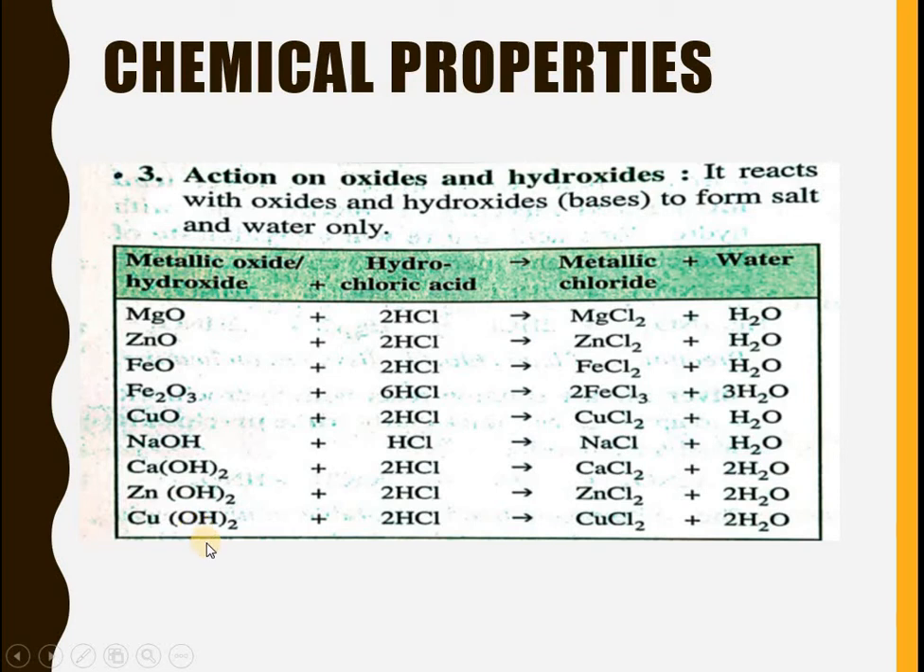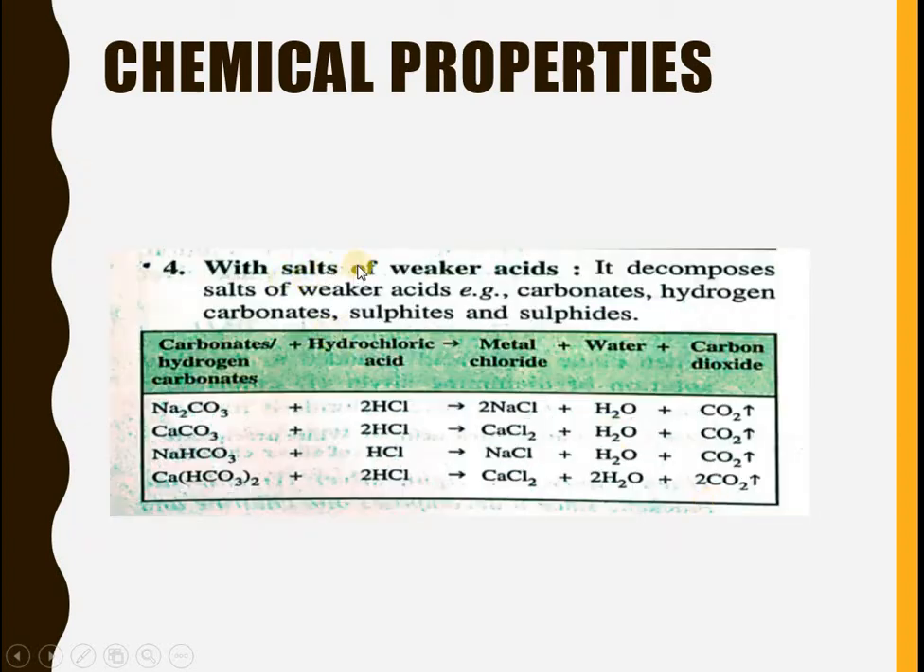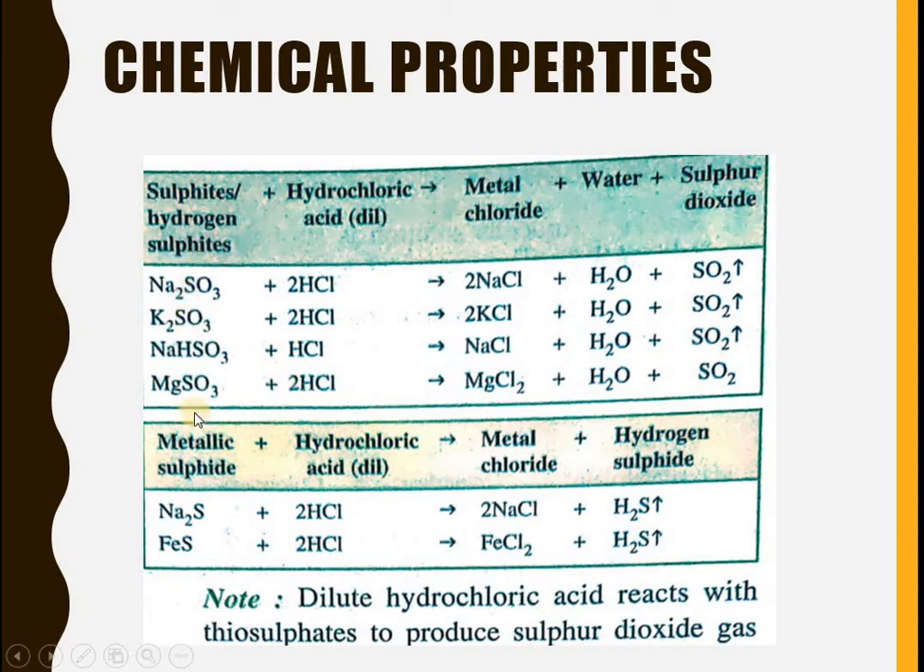With oxides and hydroxides, again this gives off metallic chloride as well as water. With salts of weaker acids, these are the salts of weaker acid. What is the acid over here? Here the acid is carbonic acid, here also carbonic acid. So base plus acid gives the salt. So these are the salts of weaker acid. It decomposes, giving off carbon dioxide, the corresponding chloride salt and water. Similarly for sulfite, you will get sulfur dioxide gas, the corresponding chloride and water.